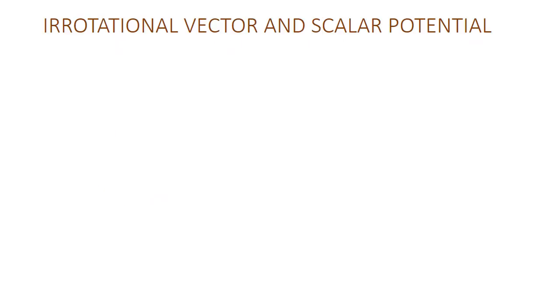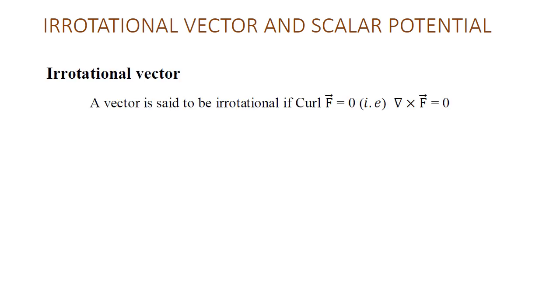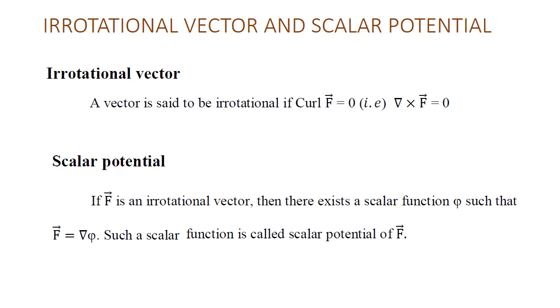Now we are going to see what is meant by irrotational vector and scalar potential. A vector is said to be irrotational if curl of f vector is equal to 0. That is, if the cross product of del and f vector is equal to 0. And if f vector is an irrotational vector, then there exists a scalar function phi such that f vector is equal to del phi. Such a scalar function is called a scalar potential of f vector.